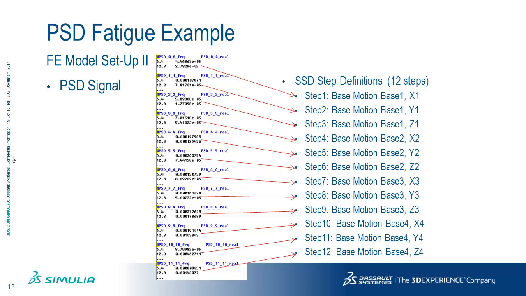First of all, we need to construct the PSD signal, right? As I showed you before, we can construct the 12-channel PSD matrix. That matrix should be 12 by 12, and each element has its own PSD definition, and that order should match your step setup for the steady state dynamic analysis.